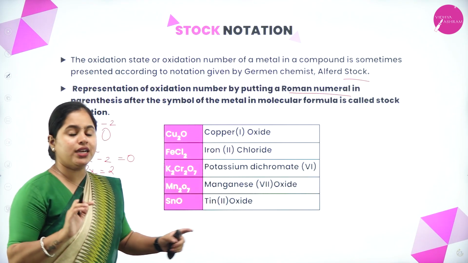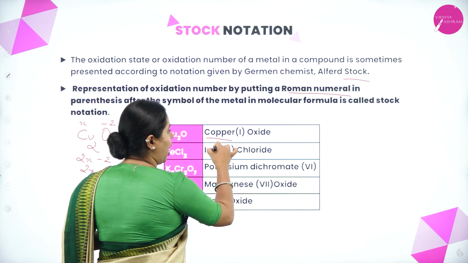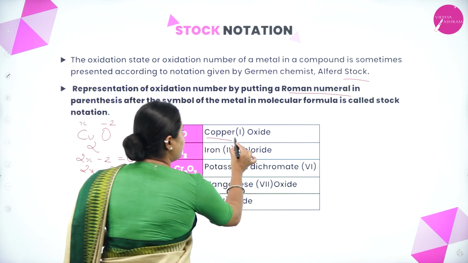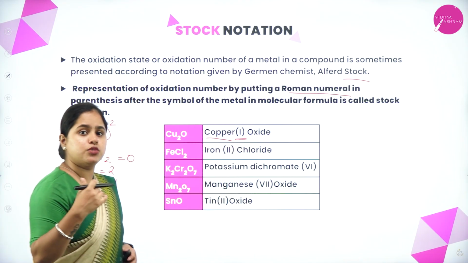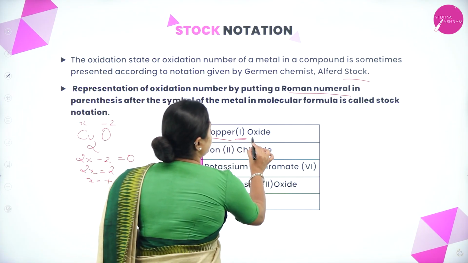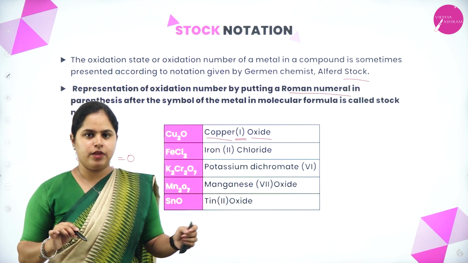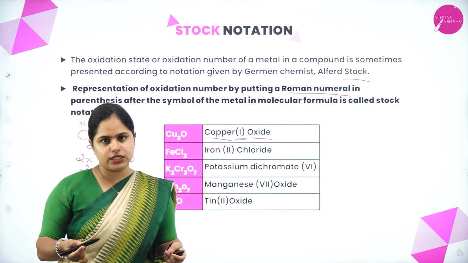So how are we going to write it in terms of Stock notation? We write copper, and after writing the name of the metal, you mention the oxidation number in Roman numerals, so this is how you mention I. And after that, you write oxide. So this is copper(I) oxide. This I stands for the oxidation number.